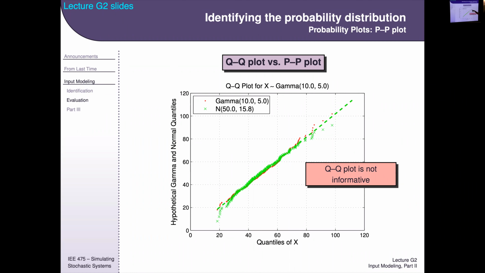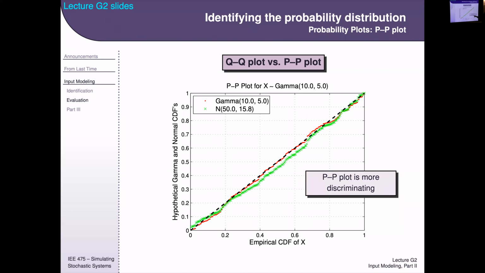The gamma hypothesis are the red dots. The normal hypothesis are the green X's. And for this one, the QQ plot really doesn't show that one is that much better than the other. So the QQ plot says they're both kind of in the ballpark, but I can't really decide which one's better. So then I go to the PP plot.